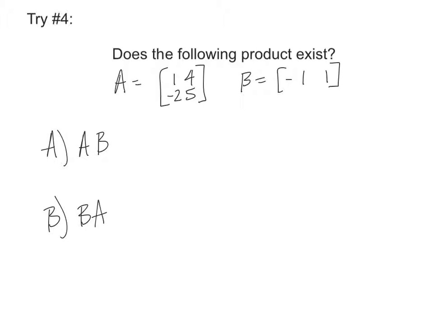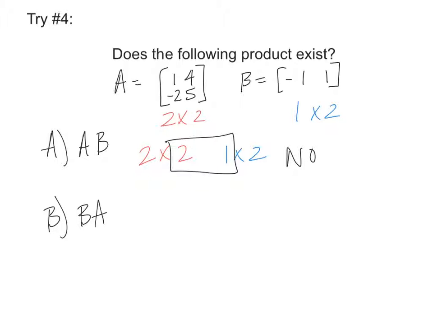All right, so here, again, the first thing you want to do is determine what type of matrix it is and then see if it'll work. So here we have a 2 by 2. And then the second example, we have a 1 by 2. Remember, it's rows by columns. So for an A times B, that's a 2 by 2 times a 1 by 2. Their center numbers are not the same, so no, that product does not exist. However, for the B, if we have a 1 by 2 multiplied by a 2 by 2, then yes, those products do exist.